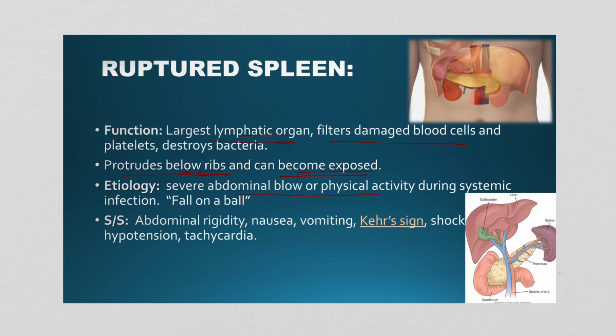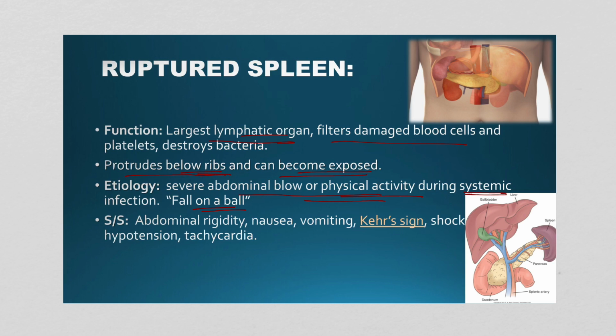A severe abdominal blow, right, to the upper left-hand quadrant, which causes either a laceration or internal bleeding from the spleen. The other way that it can happen is through some type of systemic infection. So let's say a bacteria is allowed to enter into the bloodstream and into the spleen, then it can become infected. And then last but definitely not least, anytime you fall on a ball on the left-hand side, in particular harder balls such as a basketball, you can see a rupturing or a laceration of the spleen.